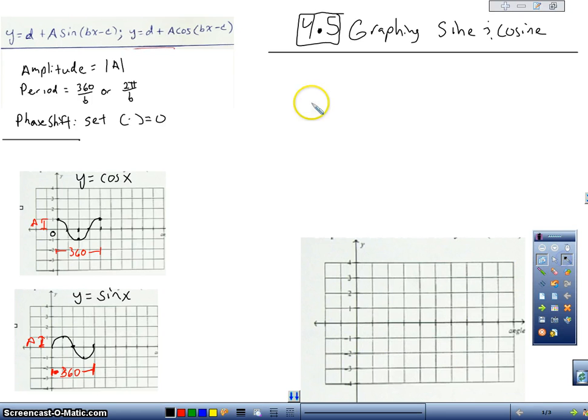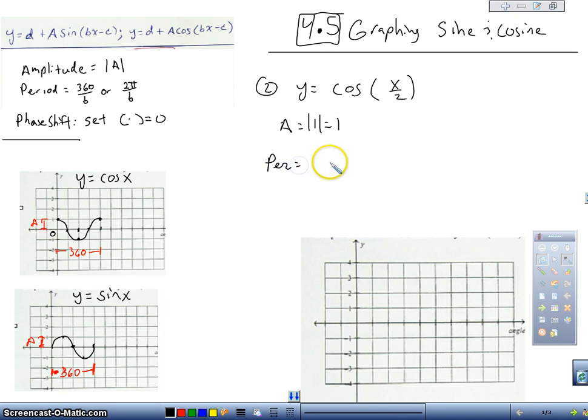Let's do y is equal to cosine of x over 2. All right, so let's start getting the information that we need. Let's start with the amplitude. And the amplitude, in this case, there's no number here, so we're going to say that it's the absolute value of 1, which is 1. And let's find the period.